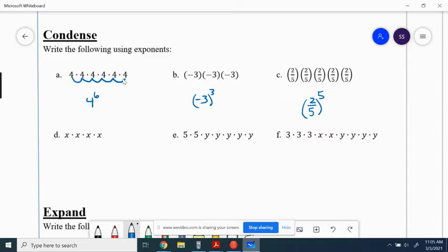We can also do this with variables. This is x times x times x times x, so this is just x to the 4th power. We might have a combination of the two. This would be 5 times 5, so 5 to the 2nd power, and y times y times y times y times y, so y to the 5th power. Example F, we got 3 to the 3rd power, x to the 2nd, and y to the 4th power. Okay, moving on.